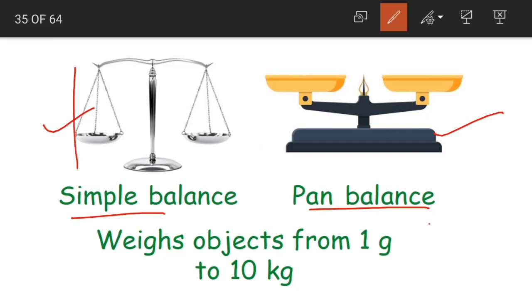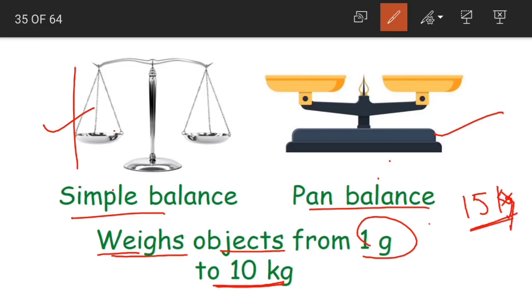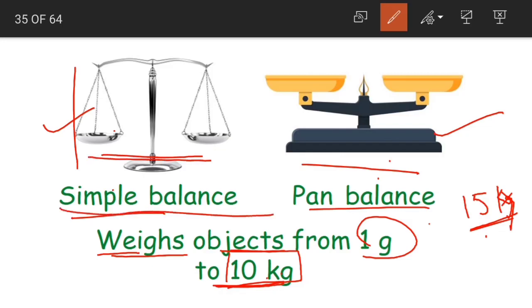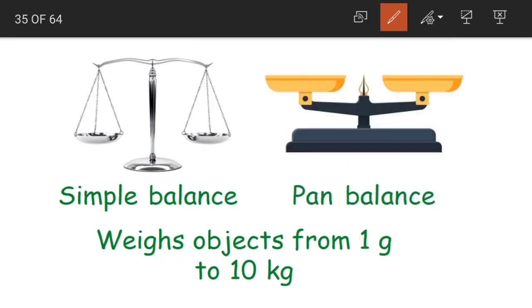But these two balances can weigh objects only from 1 gram to 10 kilograms. If I have an object which weighs more than 10 kilograms, suppose if it weighs 15 kilograms, I cannot use these two balances to weigh because their capacity, that means they can weigh up to only 10 kgs. If the weight of the object is more than 10 kgs, then we cannot weigh the object using our simple balance and our pan balance.